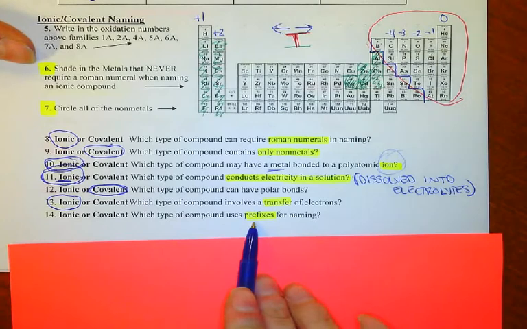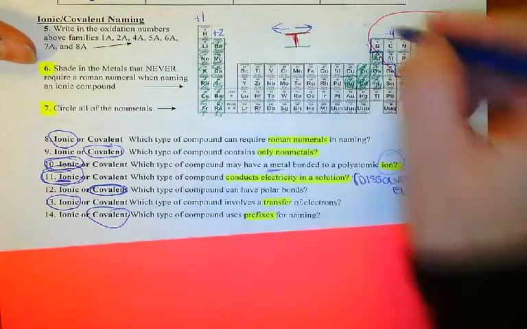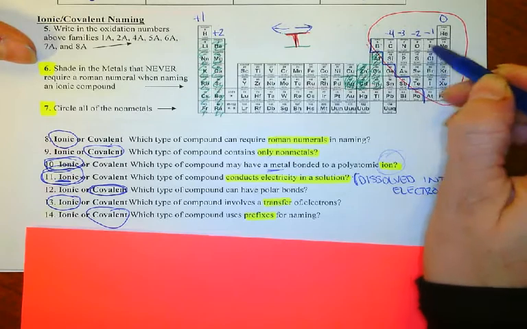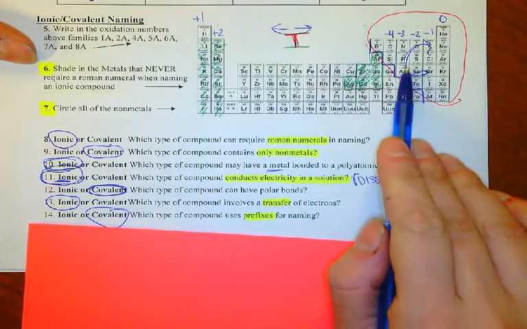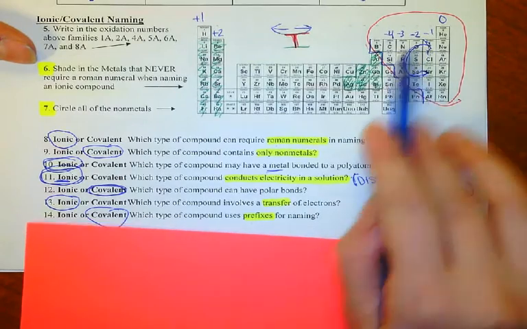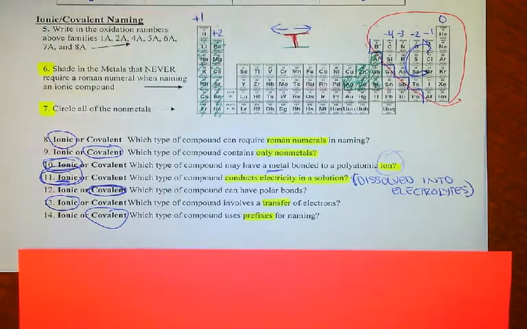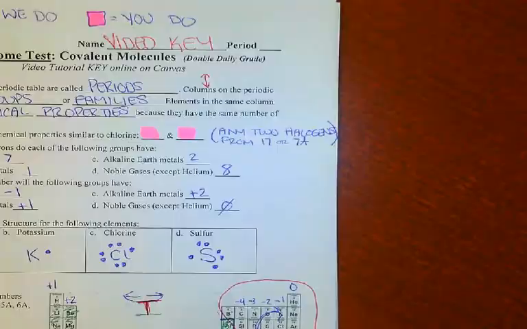And which one has the prefixes? That's our covalent names. Okay, so if both of your elements, like bromine and fluorine, are on this side of the periodic table, then it's C for covalent. And sharing is caring, so they will share electrons. And you have to give them prefixes. Okay, that's page 1. And we are cruising.